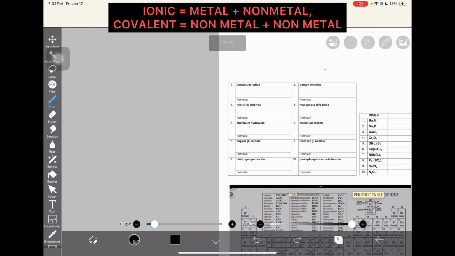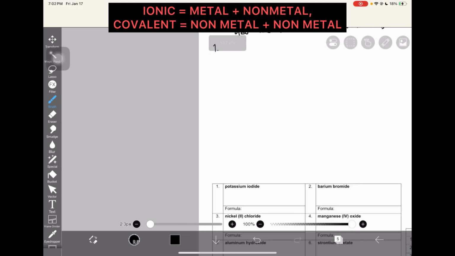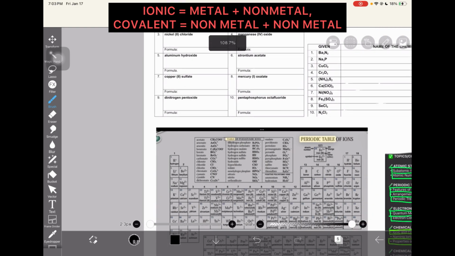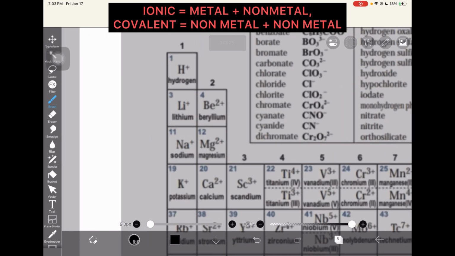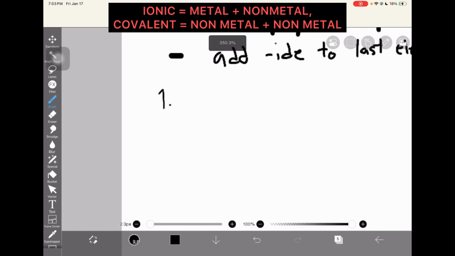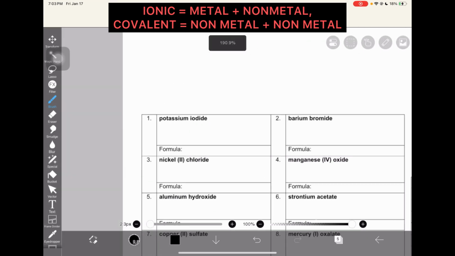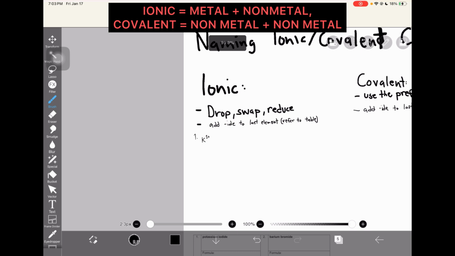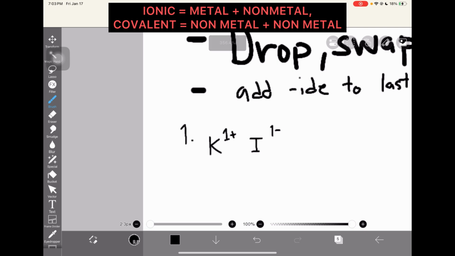So let's get started. I'm going to number my solutions. For number 1, I have to make this tiny, unfortunately. We have potassium iodide. The first thing we need to do is identify the charges. Potassium is K, which has just a plus, so it's K 1 plus. Then we look for iodide. Iodide is I minus, so it's just I 1 minus.